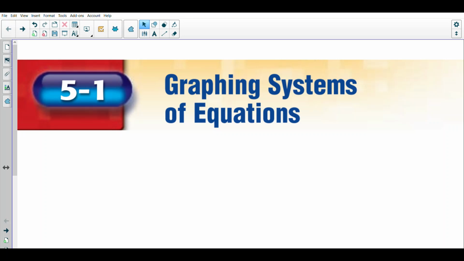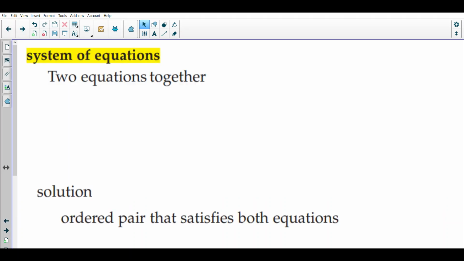In today's lesson, we're going to look at Chapter 5, Section 1, Graphing Systems of Equations. So we're going to take what we learned in the past of how to graph lines, and now we're going to talk about a system of equations. So when we talk about a system of equations, it's when there's two equations together.